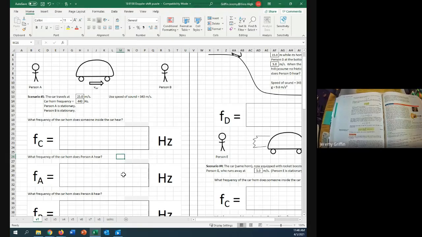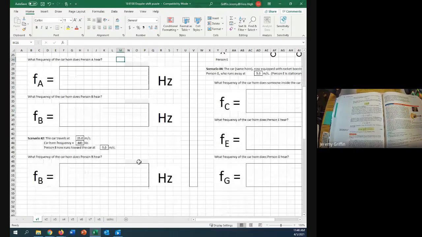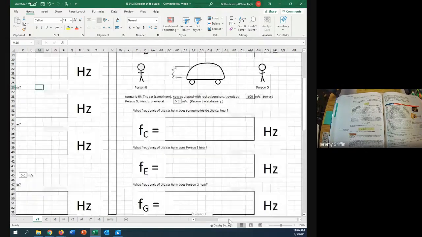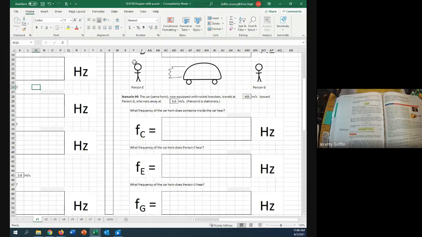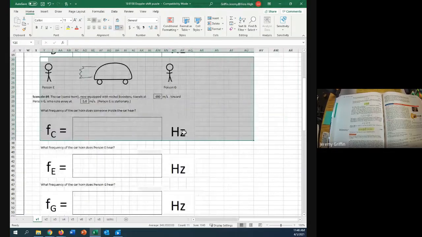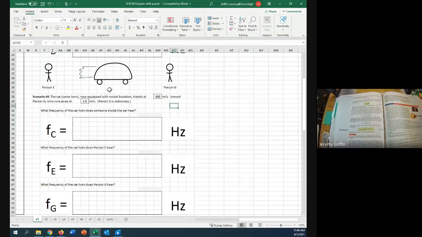All right, go back to these. Okay, so there's different scenarios. Since we only got a couple minutes left, let's look at this very last scenario. In this very last scenario, we're throwing rocket boosters on the car, and the car is going 600 meters per second. Now, let's start with person E. Car's traveling away from person E. Does person E hear a very high or a very low pitch? Very, very low, right? Regular Doppler equation, all that. What about person G, who the car is sort of headed towards?